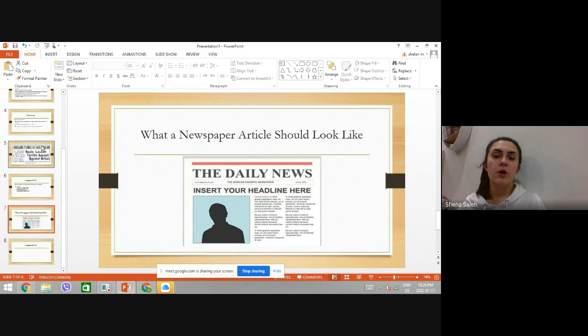Overall, a newspaper article should look like this. There is the title of the newspaper. Let's say it's the Daily News. You should have a date up at the top, where your newspaper is located and everything, all right? And then you have your headline where it says "insert your headline here." So for my refrigerator falling from the sky, our headline, "It's raining refrigerators," we would include it here.